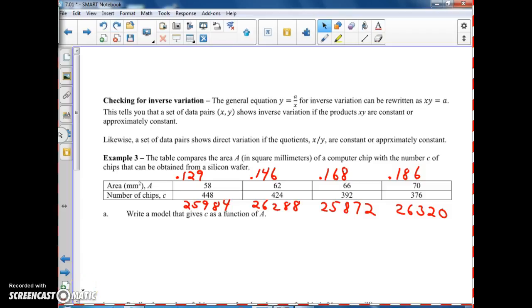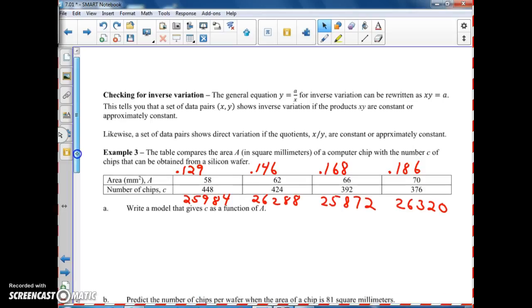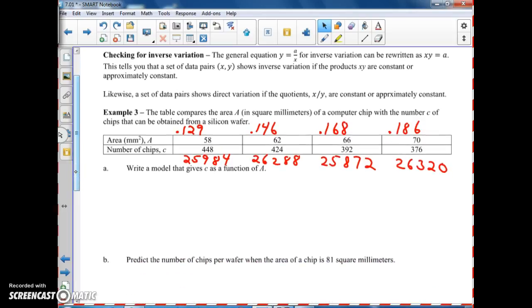Okay, but once again, this is kind of a challenging problem. So here's what you just figured out. If I multiply and always get about the same number, what kind of variation is it? Inverse, beautiful. On the bottom, they give C as a function of A. So here's what you're going to write down. C equals, now what's the number you're going to put on the top? 26,000. And what's on the bottom? A. There's the formula you're going to use.